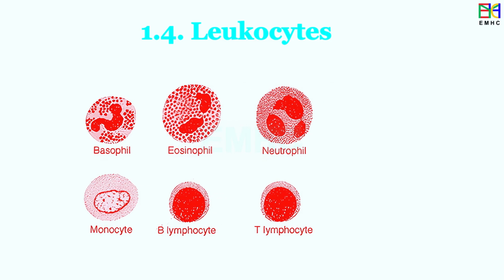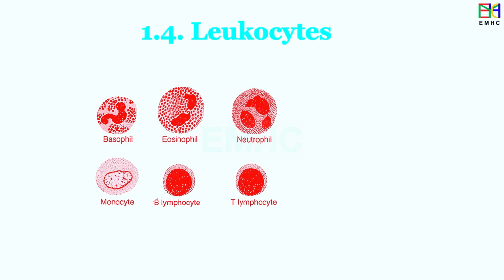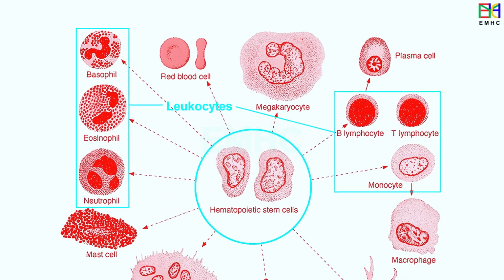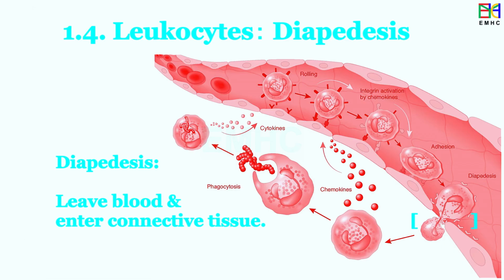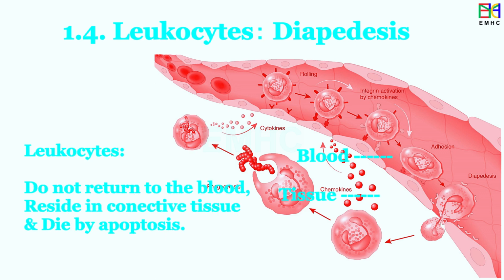Leukocytes, or white blood cells, are spherical cells ranging in diameter from 6 to 20 micrometers, with varying shapes and sizes depending on their specific type, e.g., lymphocytes, neutrophils, eosinophils, basophils, and monocytes. Leukocytes originate in the bone marrow and are the transient cells of most connective tissue. They leave blood and enter connective tissue by a process called extravasation or diapedesis. This process increases greatly during inflammation, a vascular and cellular defensive reaction against foreign substances. Leukocytes do not return to the blood after arriving in connective tissue, where they reside for a few days and then usually die by apoptosis.